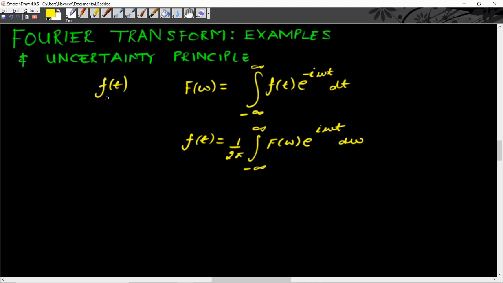So in these lectures, we'll denote the function of which we are computing the Fourier transform as f of t, and the Fourier transform by capital F of omega. Omega is the frequency. Another way to denote the Fourier transform is using this notation, and the inverse Fourier transform can be denoted as this.